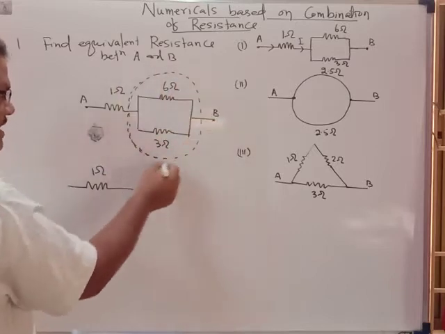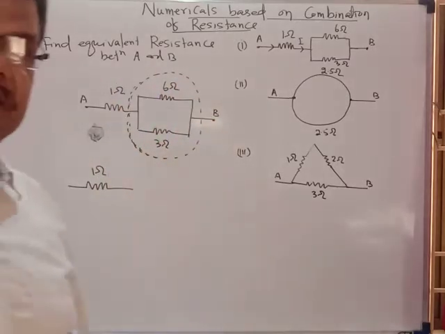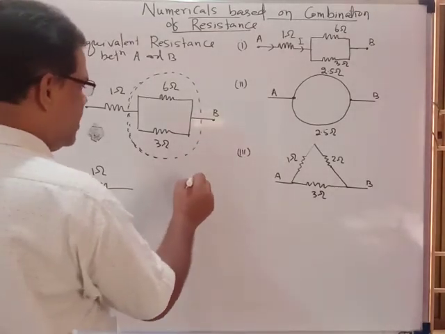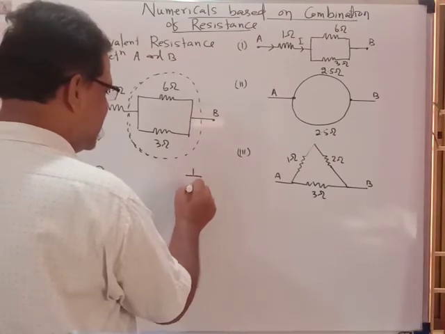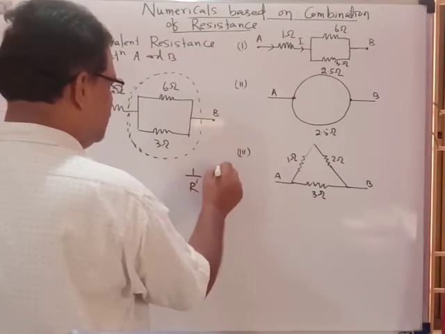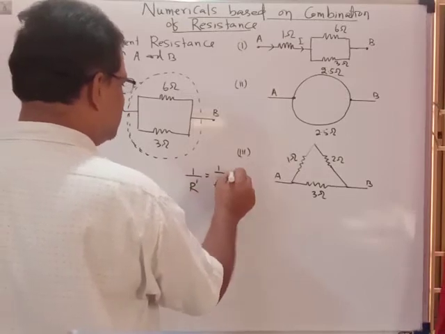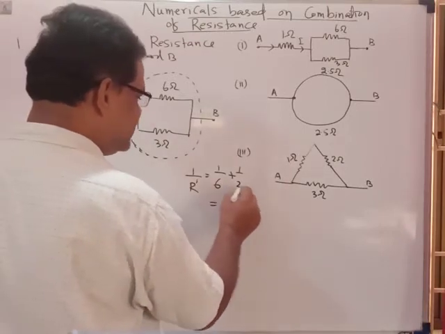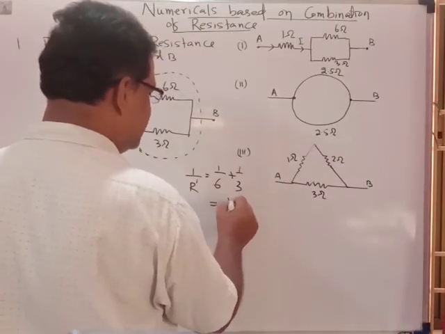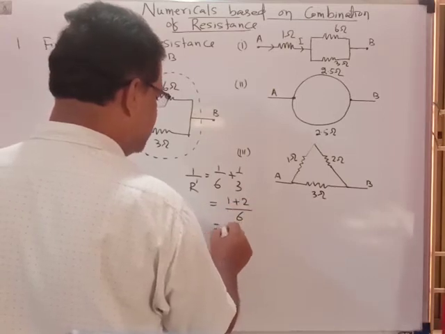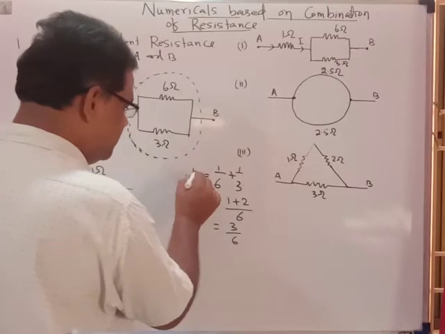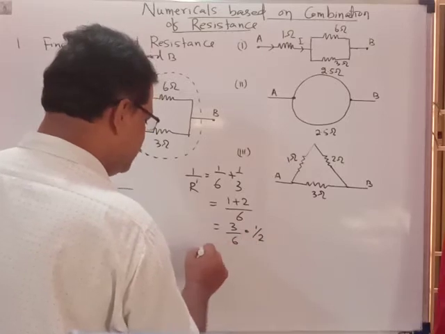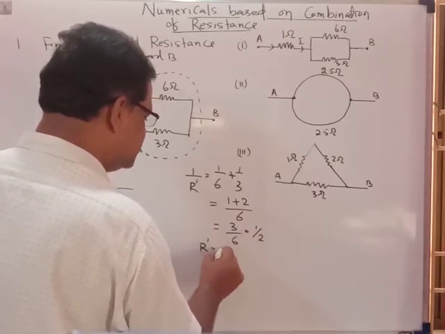And what will be the equivalent resistance of these two resistors, 6 ohm and 3 ohm? Both are in parallel grouping, so we can apply the formula: 1 upon R dash equal to 1 upon 6 plus 1 upon 3. The LCM of 6 and 3 is 6, so we get 1 plus 2 upon 6, which is 3 upon 6. So 1 upon R dash equals 1 upon 2. So what will be R dash? R dash equals 2 ohm.